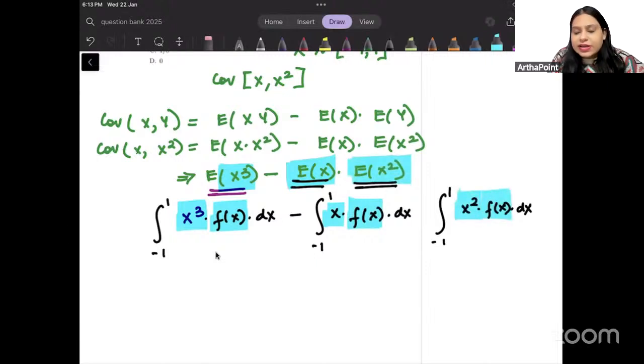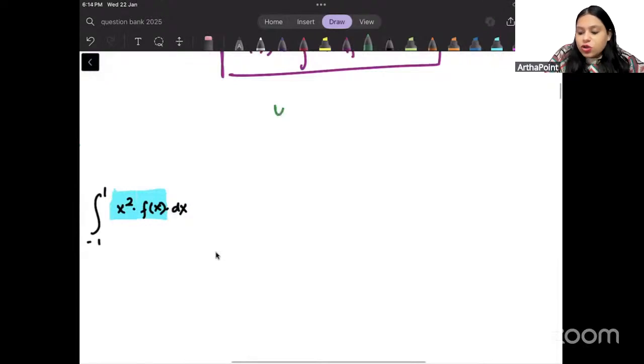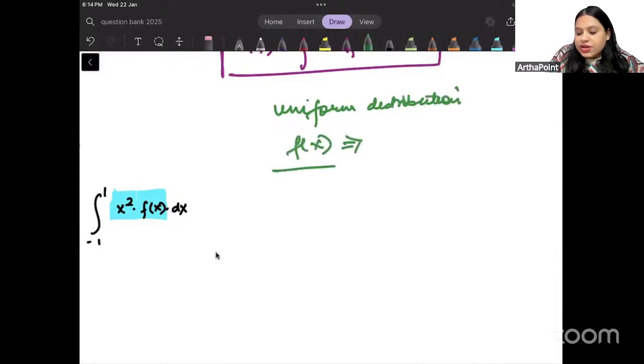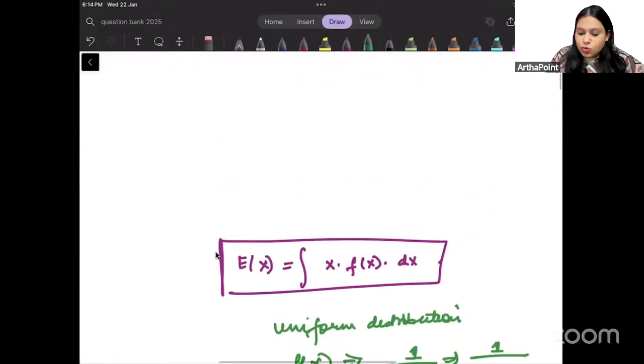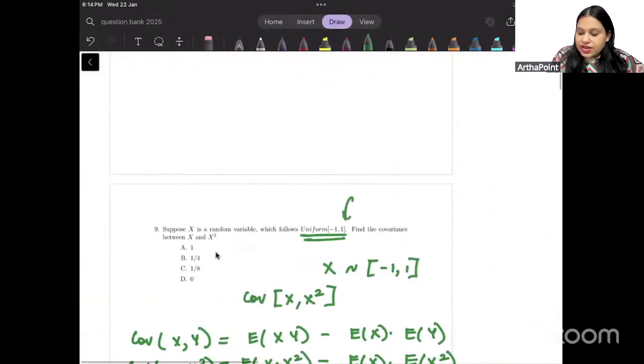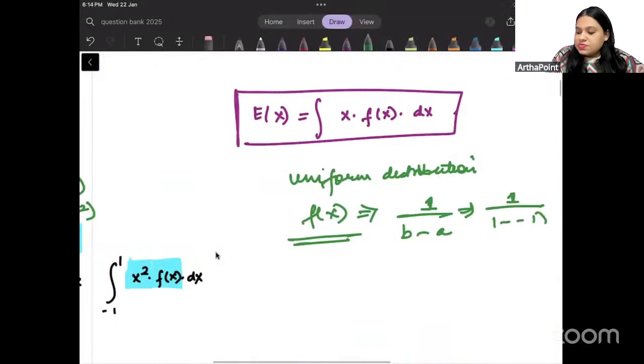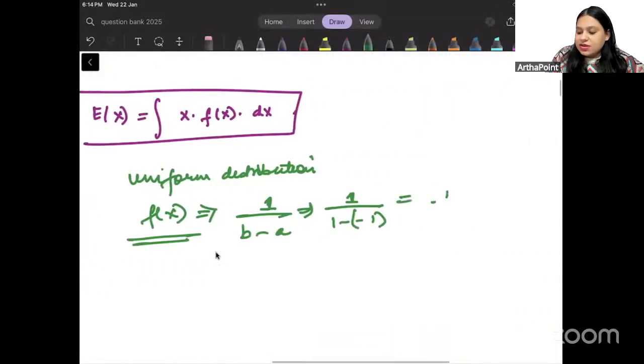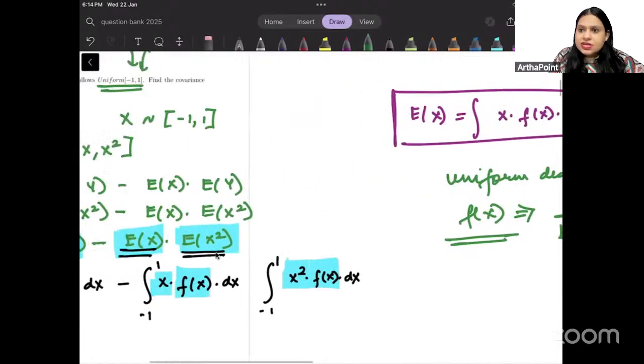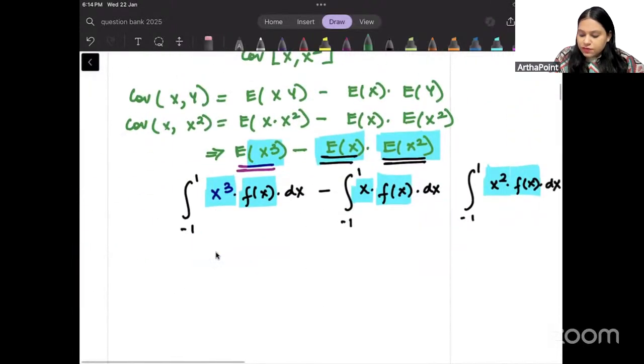And what is PDF? वो भी हमें पता है कि for uniform distribution, we know fx, how it can be written? 1 upon b minus a. So we know it can be written as 1 upon b is what here? B is 1 and A is -1. So कैसे लिख सकते हैं इसे? 1 upon 1 minus -1. That means fx is nothing but half. बस, just put it here. So what will you get?